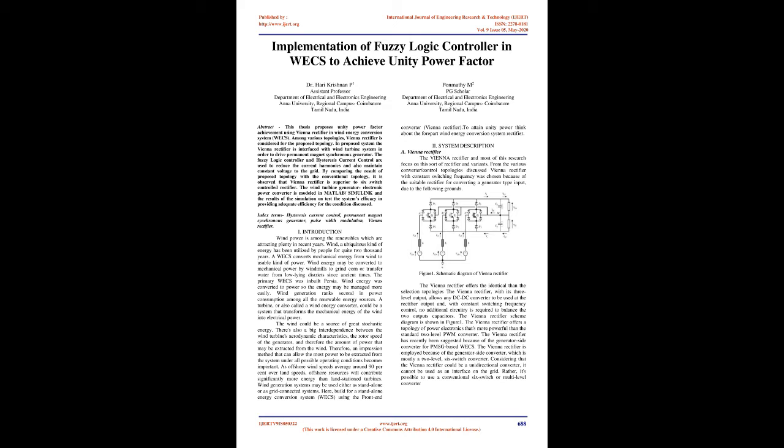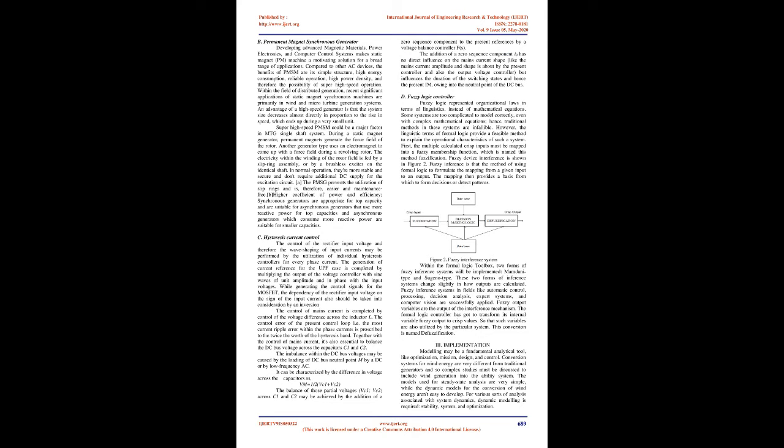The Vienna Rectifier offers a topology of power electronics that's more powerful than the standard 2-level PWM converter. The Vienna Rectifier has recently been suggested as the generator-side converter for PMSG-based WECS. The Vienna Rectifier is employed as the generator-side converter, which is mostly a 2-level, 6-switch converter. Considering that the Vienna Rectifier could be a unidirectional converter, it cannot be used as an interface on the grid. Rather, it's possible to use a conventional 6-switch or multi-level converter.